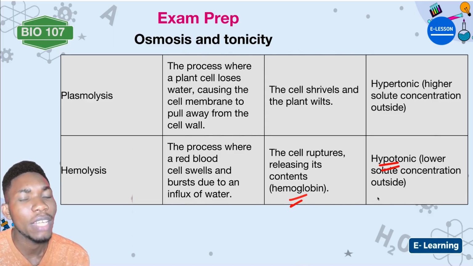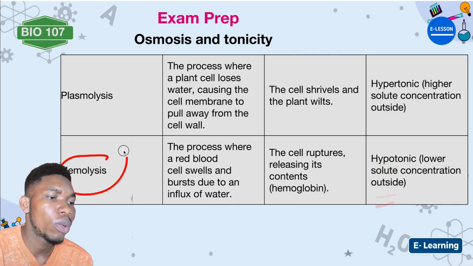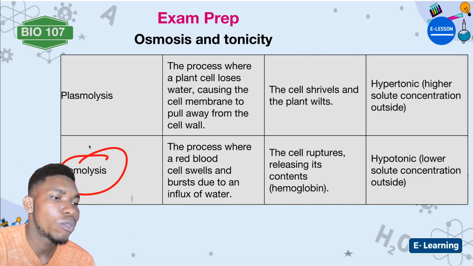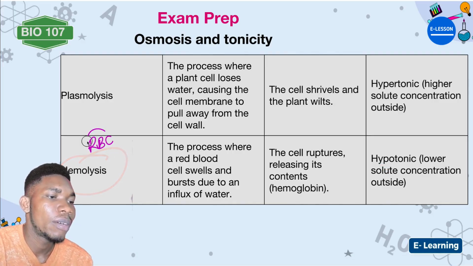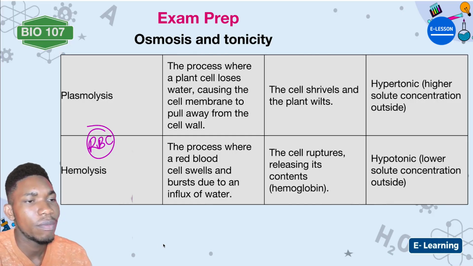A hypotonic solution actually causes hemolysis. Hemolysis, hem has to do with blood. Hemolysis generally has to do with red blood cells, RBC. Is that okay? Please take note of that. Very, very important.